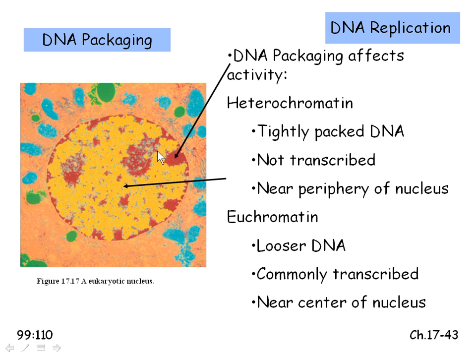I don't know why these are messed up, sorry about that. Anyway, euchromatin is DNA that's looser. It's not as tightly compacted, and it's actually commonly being transcribed into RNA. And as a result, it's found near the center of the nucleus where a lot of the activity of transcription is going on. So you can see that how tightly the DNA is packed affects how actively it's being transcribed.